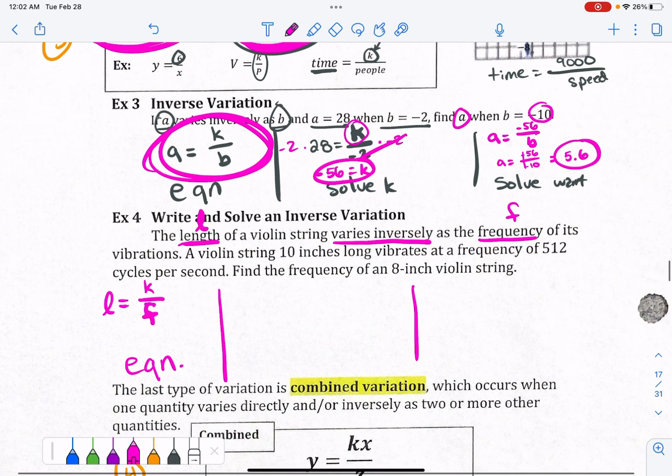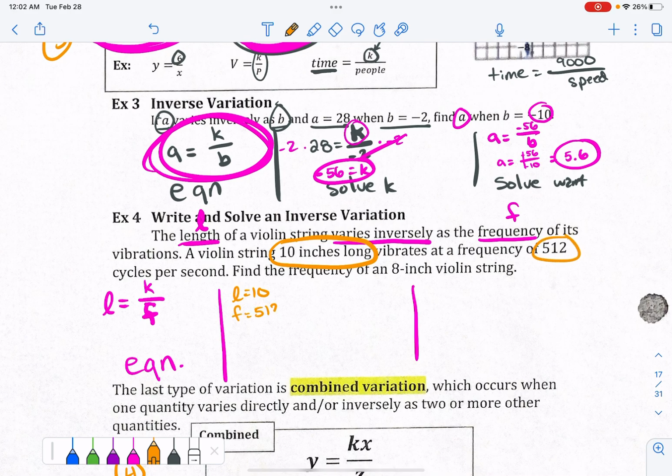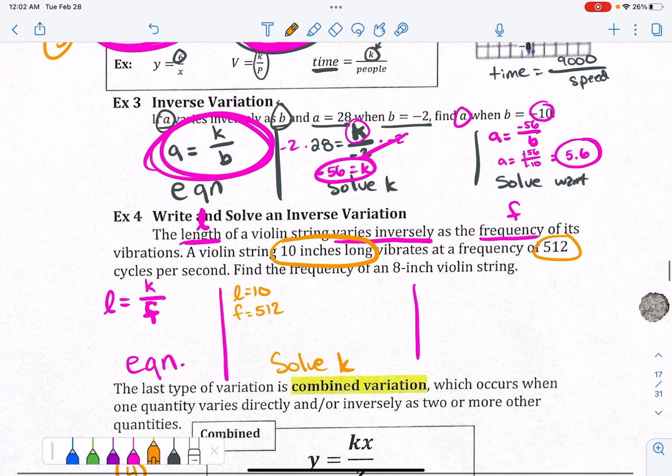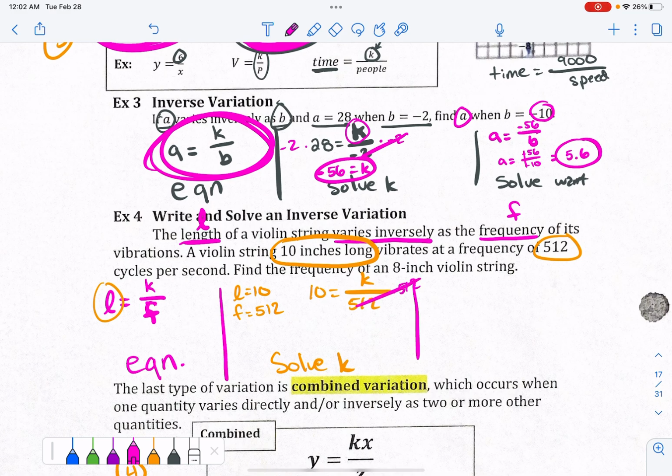All right. A violin string 10 inches long. That sounds like length. Length is 10. Vibrates at a frequency of 512. So F is 512, and I'm going to use that to solve for K. That's my middle step. Okay, so L is 10. I'm going to solve for K, and 512 is for frequency. So when I go to solve for K, I'm going to multiply by 512. And 512 times 10 is 5120. That's what the K value is. That's a really big K.